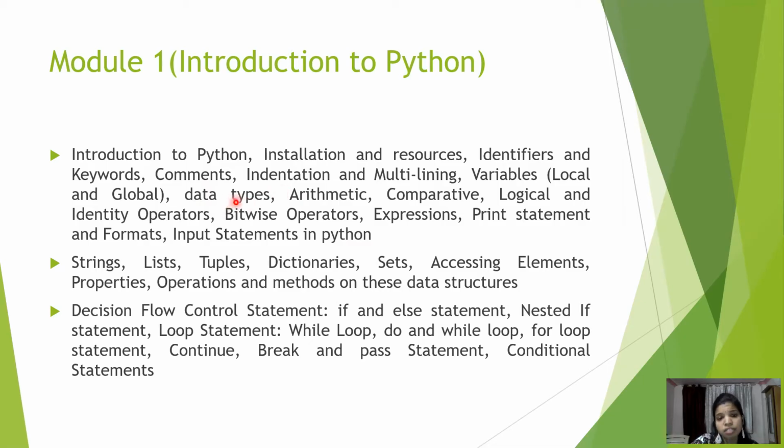Once variables are done, then how many types of data types are there. Once data types are clear, then operations: arithmetic means addition, subtraction, multiplication, division; comparison means greater than, less than; logical means logical and operation, logical or operation; bitwise and, bitwise or. Then the print command. So the first module is related to basics, just like in C language, C++. So what do you learn first? First, all types of identifiers, variables, data types, operations.